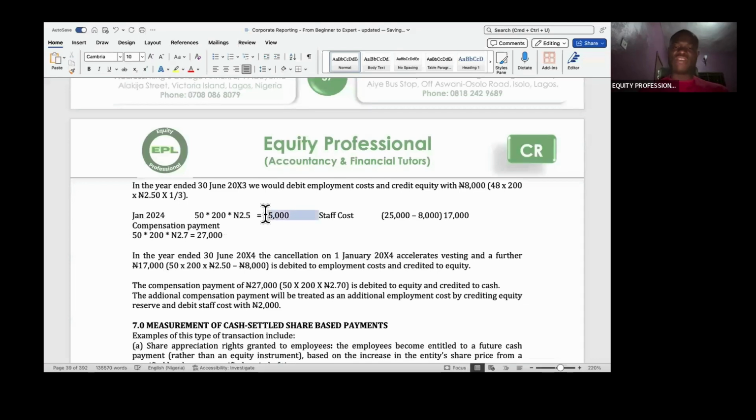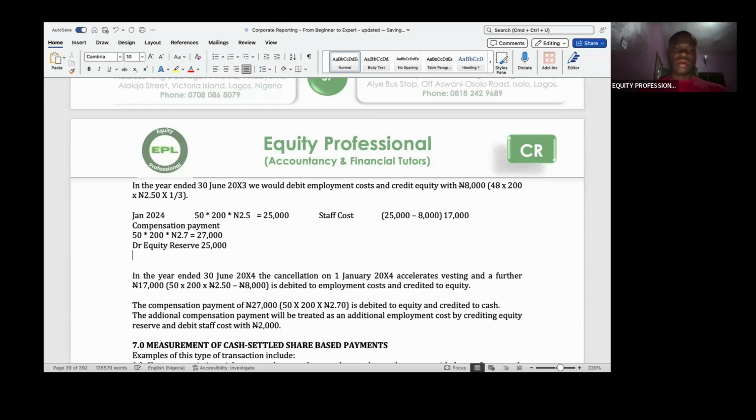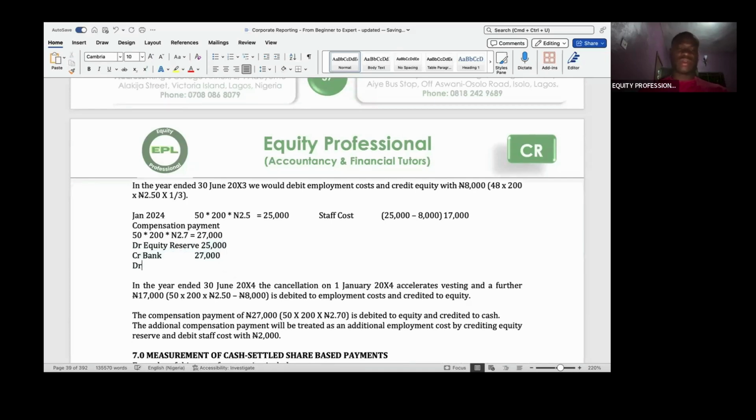So we need to clean off this reserve from our books. How do we do that? Reserve is a credit balance. So we need to debit equity reserve with 25,000. We are going to pay money to those staff. We are paying them 27,000. So debit and credit is not agreeing. There's still a balance on the debits of 2,000.